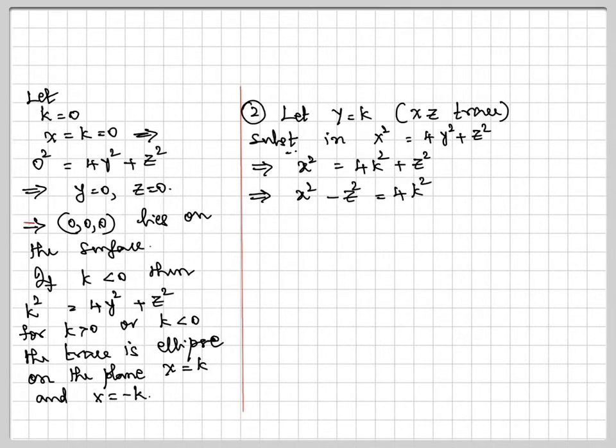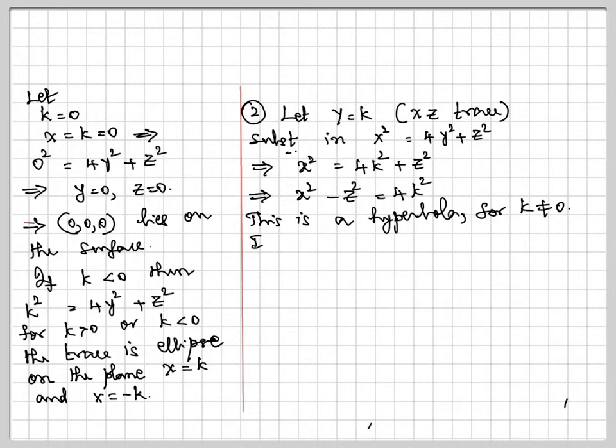So we can have some constant on the right hand side. If we divide the entire thing by that constant, we can make the right hand side become 1, which is obviously, not an ellipse, obviously it is a hyperbola. So this is a hyperbola on the xz plane for all values of k not equal to 0, positive or negative.